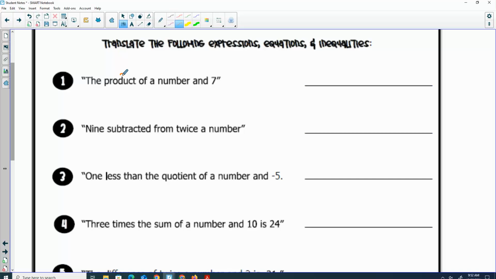This means we're going to multiply a number, that's x, and 7. So you could say x times 7, but we probably just said 7x, but technically either is fine.